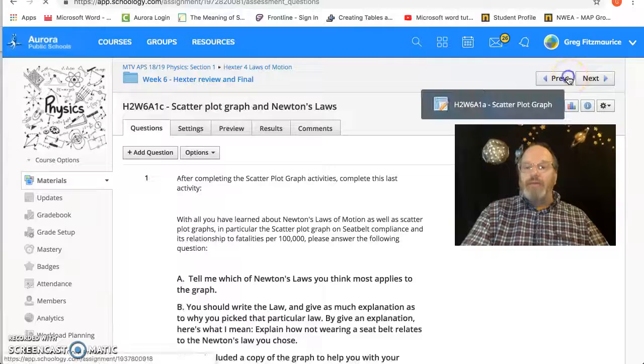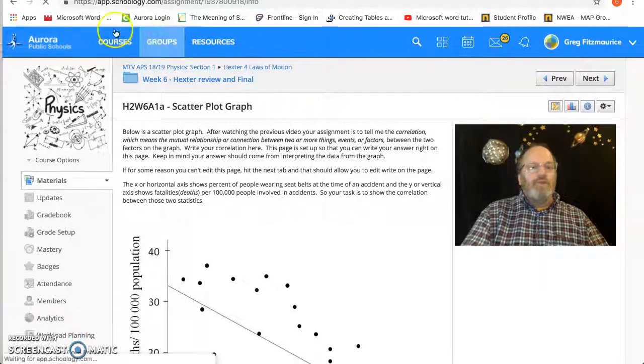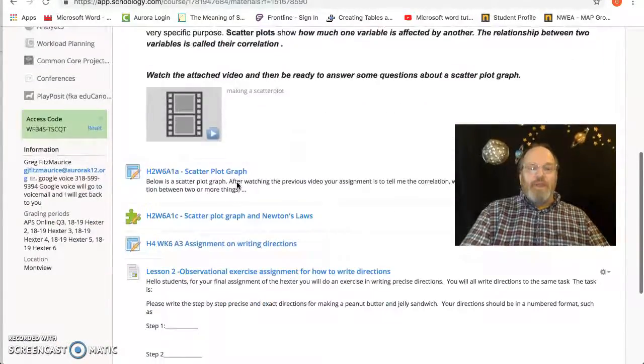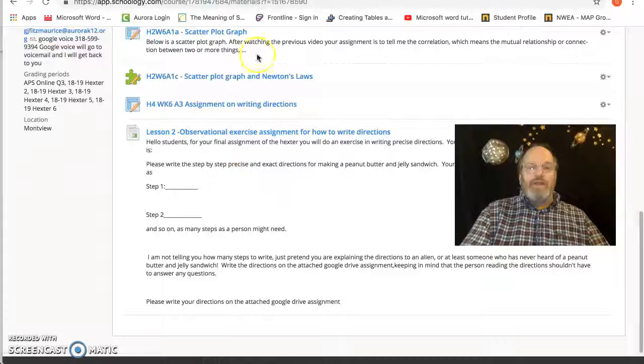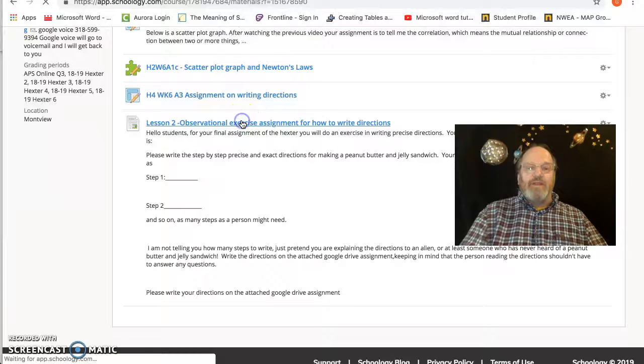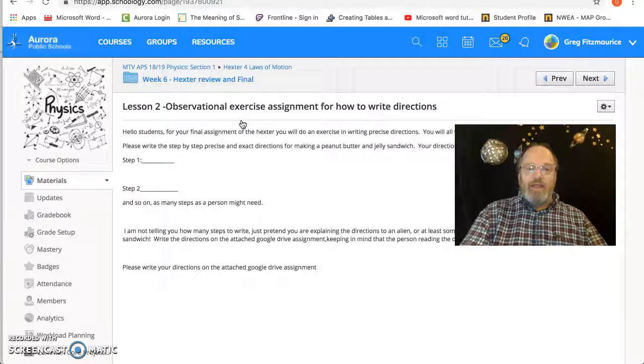Let's go back to week 6. And we're moving right along. Look at that, we're already down here. Then, yeah, scatter plot graph and Newton's laws that we just went over. Then there's an assignment on writing directions, how to properly write directions. And let me just click right on the lesson. This is the one that you can actually edit. The previous one just goes over this information, but you can't edit on that page. On this page, you can edit.